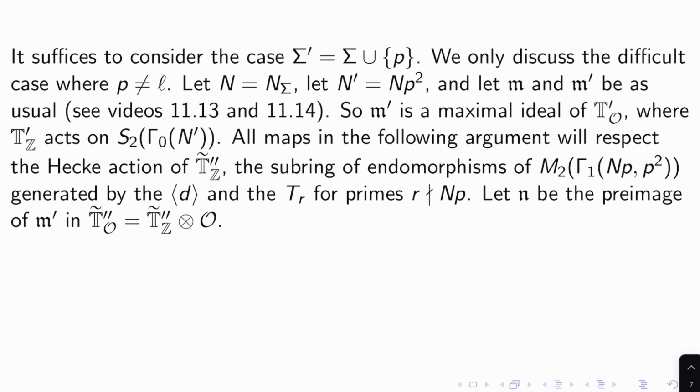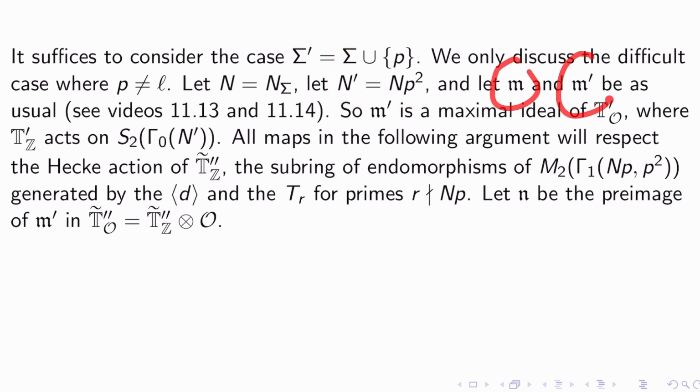So now how do you deduce lemma Ihara from these two lemmas? Well, first of all, it definitely suffices to consider the case where the bigger set of primes in question, sigma prime, is just the smaller set of primes, sigma, union one more prime, p. And then we are only going to discuss the actual difficult case where p isn't equal to L. There's a much, much easier proof that follows similar logic when p is L. Okay? Let's let n equal n sub sigma, which is notation from this chapter. And we'll let n prime be np squared.